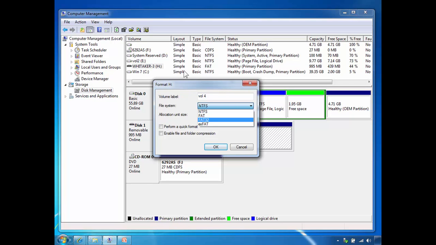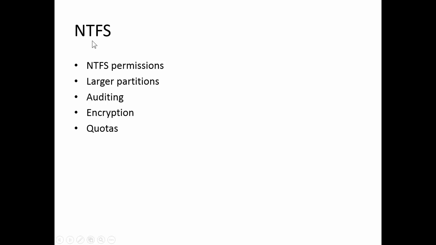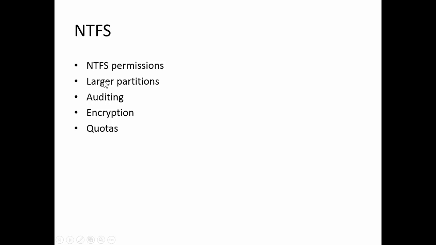Typically, when you format a new hard disk, you format it as NTFS. NTFS stands for New Technology File System, and it has quite a few advantages over the old FAT and FAT32. The biggest advantage of NTFS is it provides NTFS permissions, meaning we can give different people different levels of access to different files on the same hard disk. You can't do that with old FAT or FAT32.